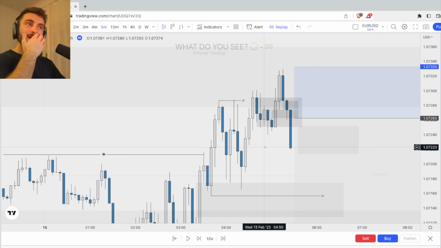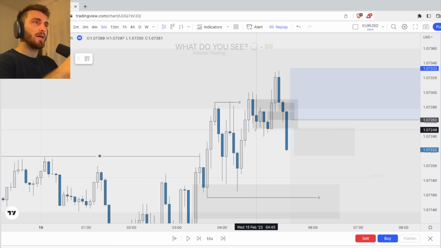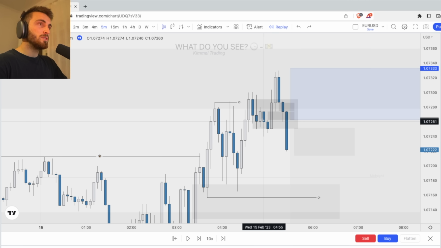So now we have a breaker. I don't know, to be honest, I'm still studying. I don't know if this is called a breaker, but we have this bullish order block that can now be used as resistance.